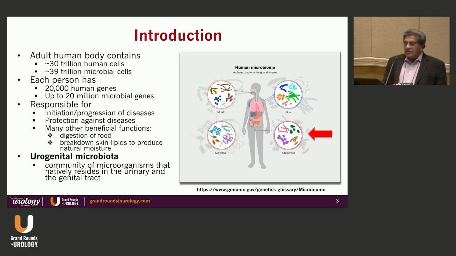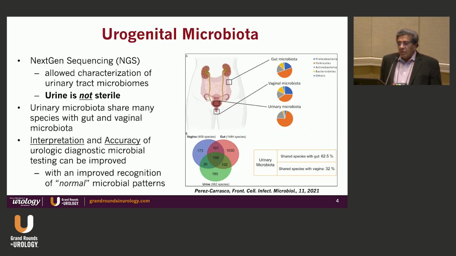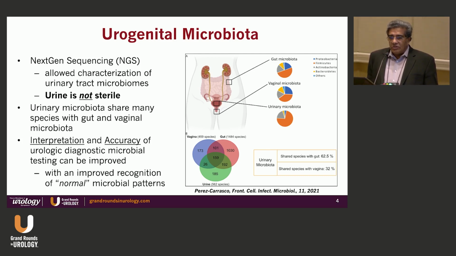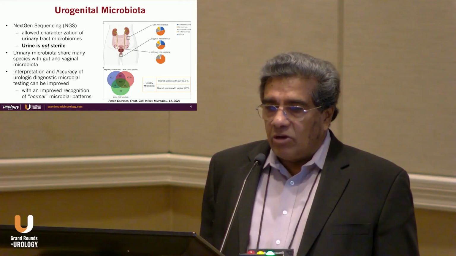So we are particularly interested in the urogenital microbiota, which is a community of microorganisms that lives and resides in the urinary and genital tract. Next-gen sequencing enabled us to get a good understanding of these microbial profiles. And one of the things we now find is, the old school says urine is sterile, but no longer. It is not sterile, and the urinary microbiota shares many species with the gut and vaginal microbiota.